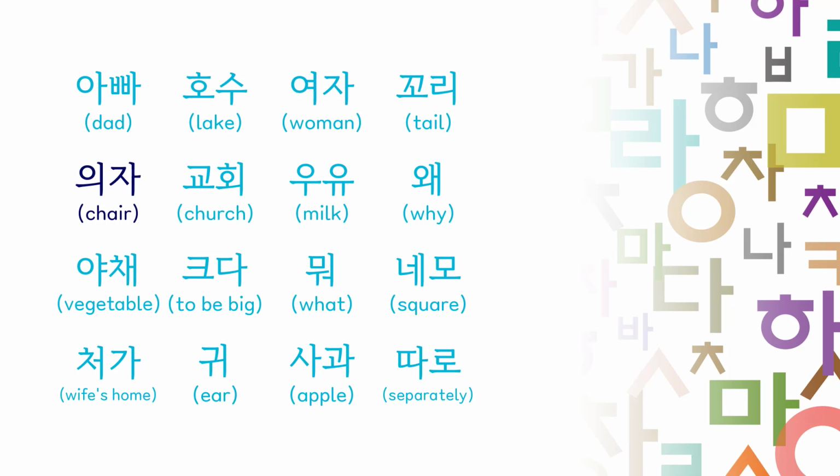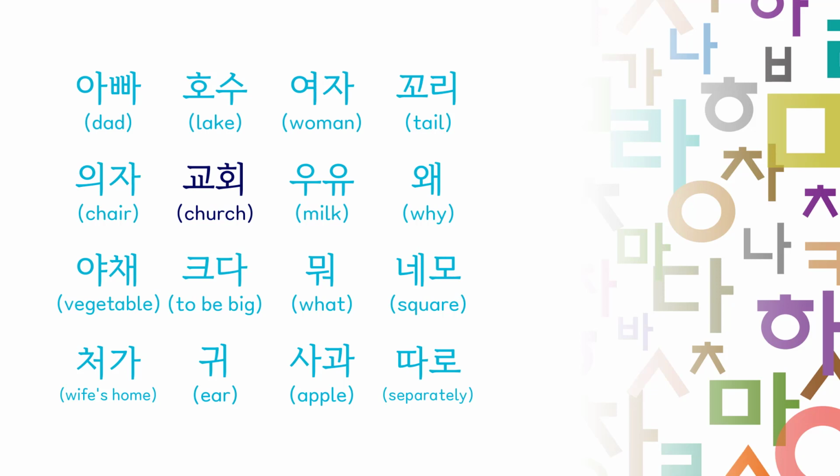And in the second syllable, we have 지읒 and the vowel a, 자. So it's 의자, 의자. And again, 지읒 is pronounced like a J sound because it comes after a vowel sound. 의자. The next word is 교회, 교회.